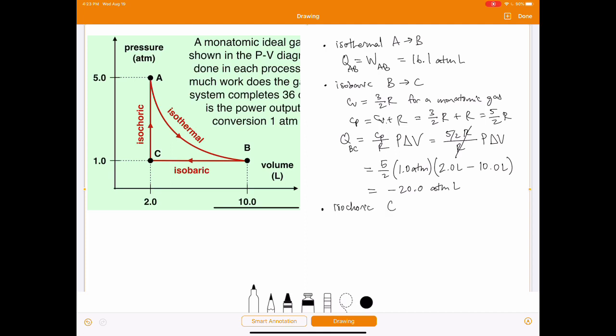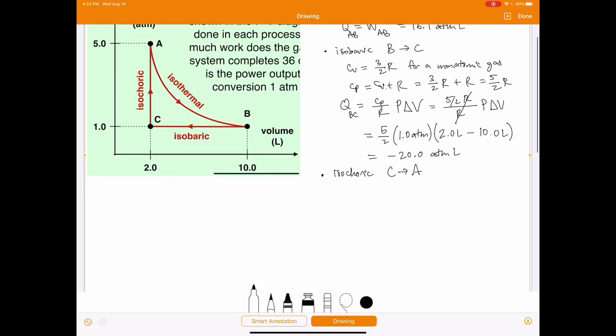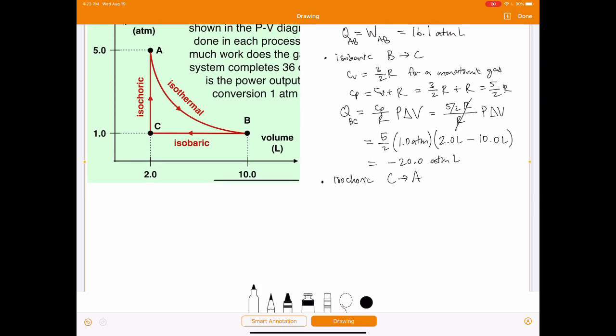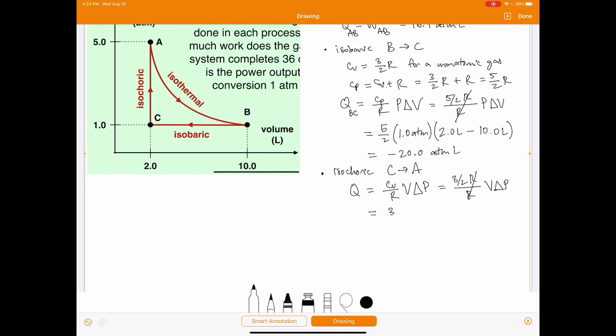So this is taking us back to point A, going from point C to point A. What we derived is that for an isochoric process, the heat is given by CV divided by R times V delta P. That's the formula we derived. We'll plug in 3/2 times R for CV, and divide by R. Then again, we'll have V times delta P. Cancel out R. Okay, so we have 3/2.